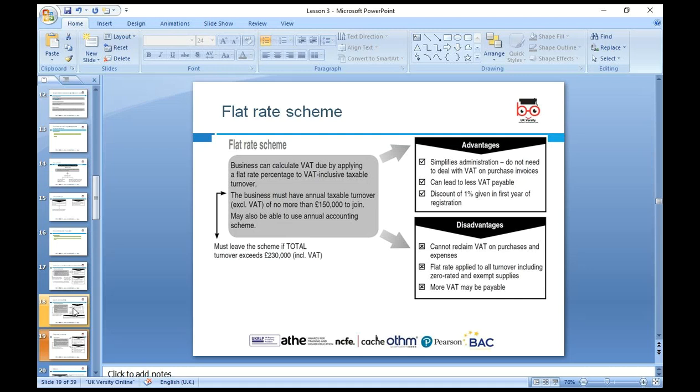Sometimes it means more VAT you have to pay to HMRC, because normally we pay 20%, but this may go to 10%. Different sorts of goods have different rates. So maybe they say you pay an 8% flat rate, but you need to include all the exempt, all the zero rated, everything in your turnover.